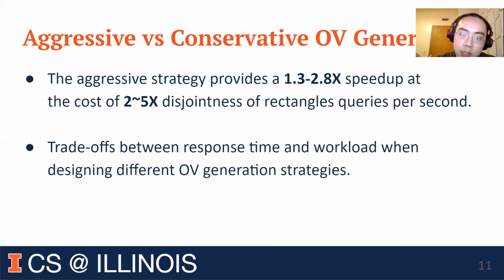Further, we conduct another experiment comparing the aggressive and the conservative operation volume generation strategies. The aggressive strategy provides a 1.3 to 2.8 times speedup, but at the cost of 2 to 5 times more disjointness queries per second on the rectangles. This gives us a design choice when choosing different OV generations: there is a trade-off between response time and workload.